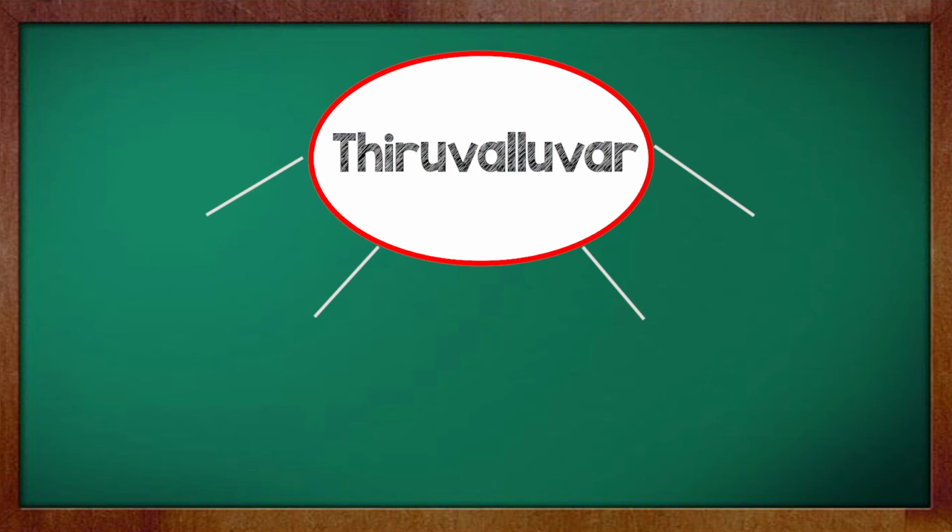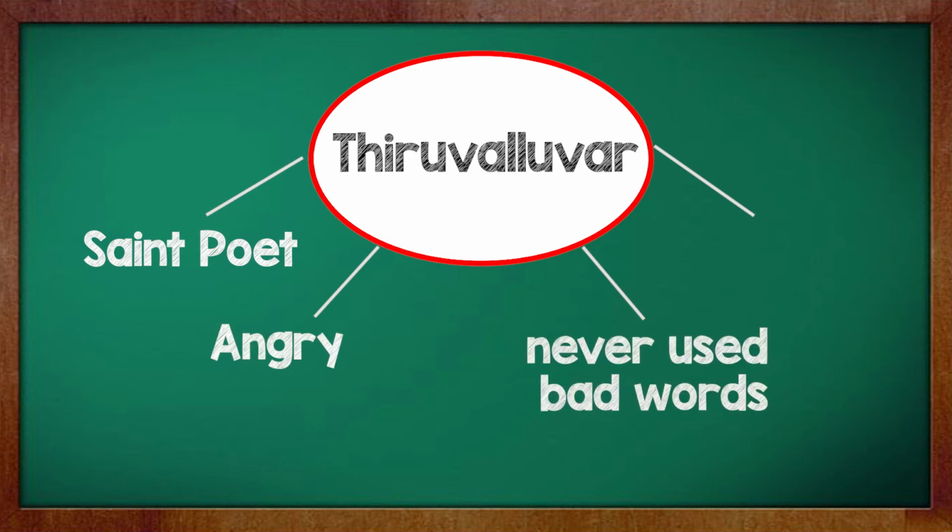Children, were you able to create a word chain for the following words? Let's have a look. The first thing is Thiruvalluvar. Now, there is a lot of information about Thiruvalluvar. Thiruvalluvar was a great saint poet. He was loved and respected for his great teachings. He never got angry, never used bad words. He was calm and polite.